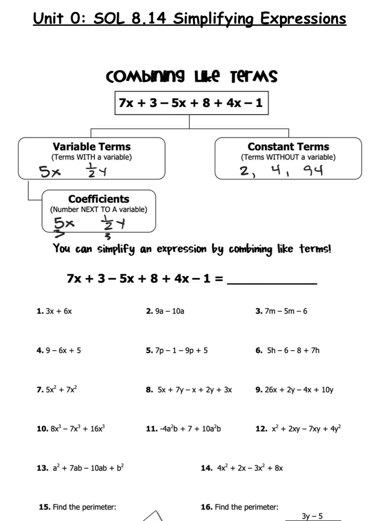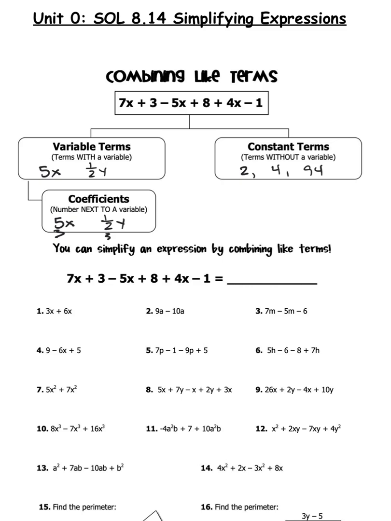All right, so we can simplify expressions by combining like terms. And what we mean by like terms are terms that not only have the same variable, but have the same exponent. So for example, if we look at this expression, and I'm going to use different colors to demonstrate, you can simplify an algebraic expression by combining like terms. So the first thing you want to do is look for those like terms.